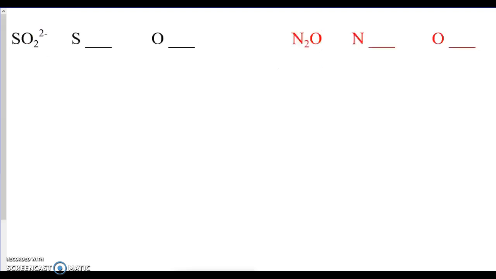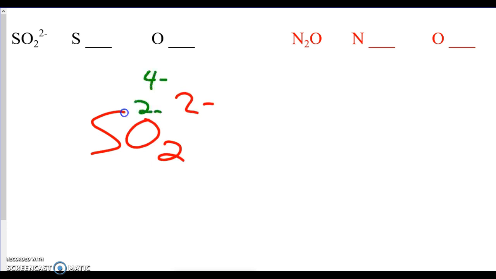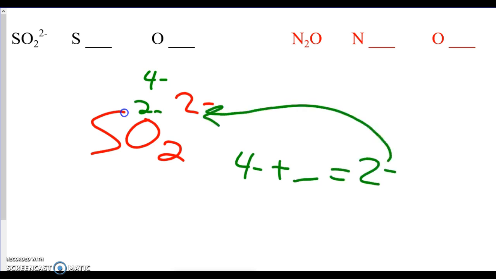Try to do this problem on your own. I will go through all of them, but pause the video, see if you can do it on your own before you watch the video. So in this one, we have SO2. We got a 2 minus up there. So our oxygen's a 2 minus. There's 2 of them, so it's 4 minus. So we have 4 minus plus something equals 2 negative, because again, the overall charge there is a 2 negative. So the answer in this case would be a 2. So sulfur is a 2. So oxygen's a 2 negative, and sulfur is a 2 positive.